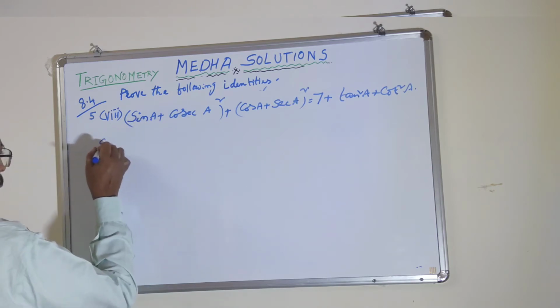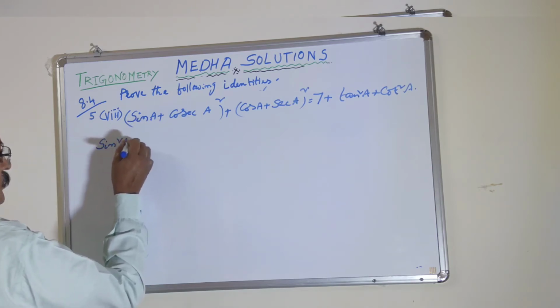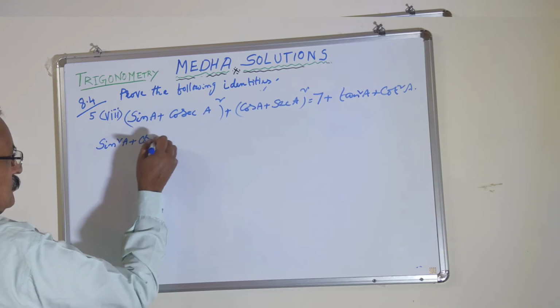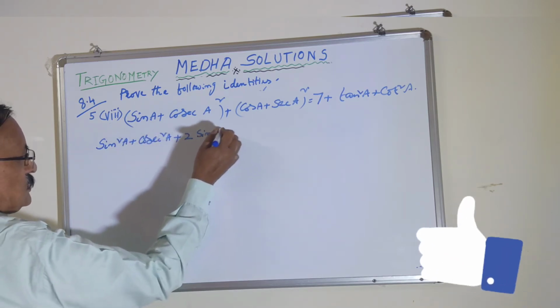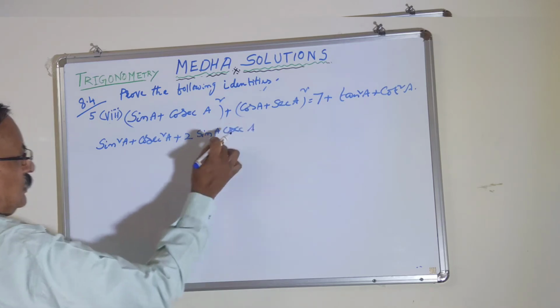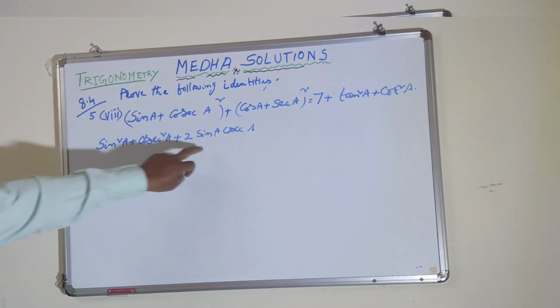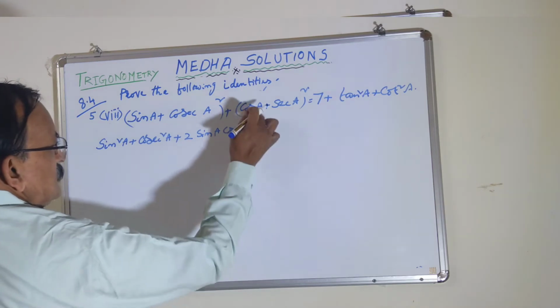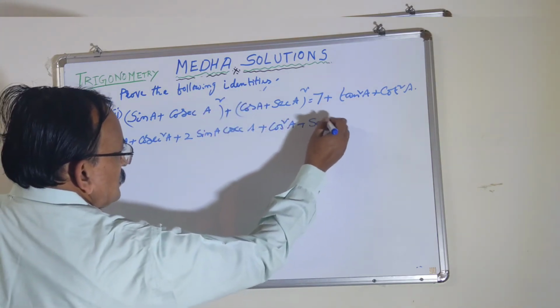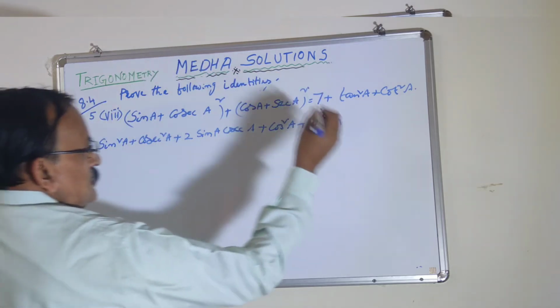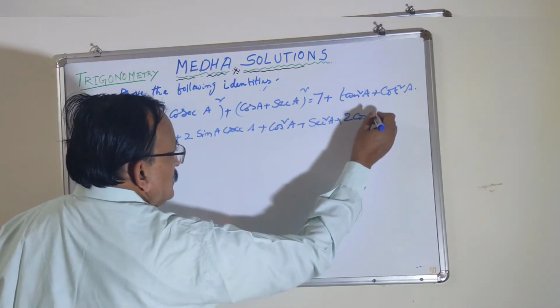So sin square A plus cosec square A plus 2 sin A cosec A, in between 2ab, a square, b square, 2ab, plus this thing also: cos square A plus sec square A plus 2 cos A sec A.